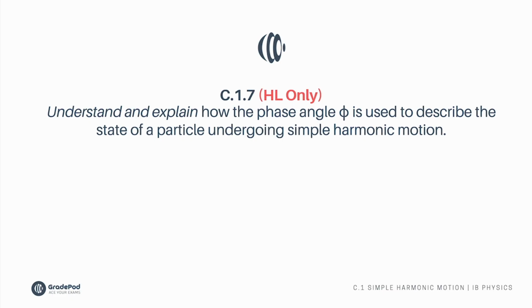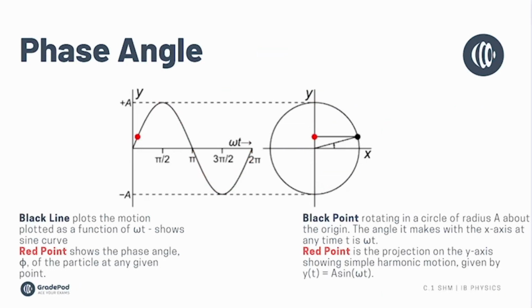On to the higher level subjects. We are now going to look at something called the phase angle. And I'm going to show you an animation in a moment to describe how the phase angle can be used to describe the state of a particle undergoing simple harmonic motion. The position of a particle undergoing SHM is often given by its phase angle rather than its displacement. And you might not know what that means.